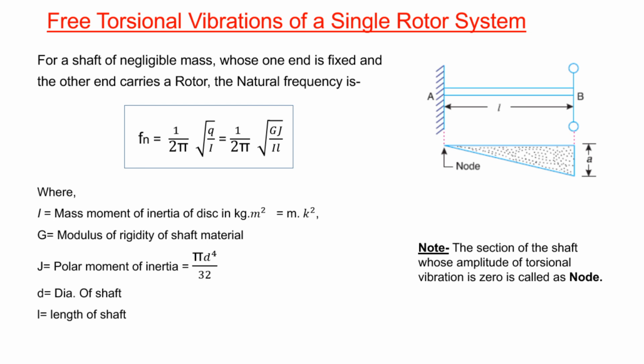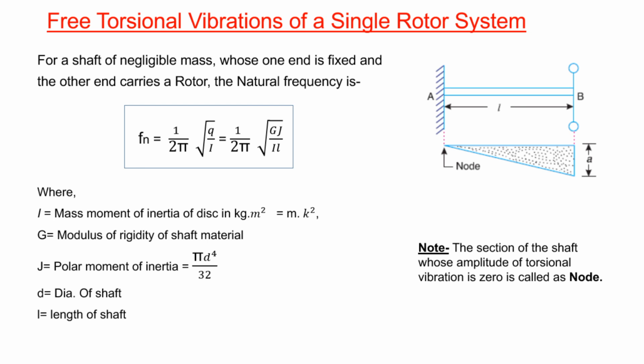Let us start. Previous to this video, we studied how to find the natural frequency of free torsional vibration of a single rotor system. In it, we got the formula for the natural frequency of a single rotor system as Fn is equal to 1 upon 2 pi square root of q by I, where q is torsional stiffness, given as GJ by l, where capital G is the modulus of rigidity of the shaft material, J is the polar moment of inertia, equal to pi by 32 d raised to 4, where d is the diameter of the shaft, l is the length of the shaft, and I is the mass moment of inertia of that disc or rotor in kg meter square. It can be found as I equal to m k squared, where k is the radius of gyration of that disc.